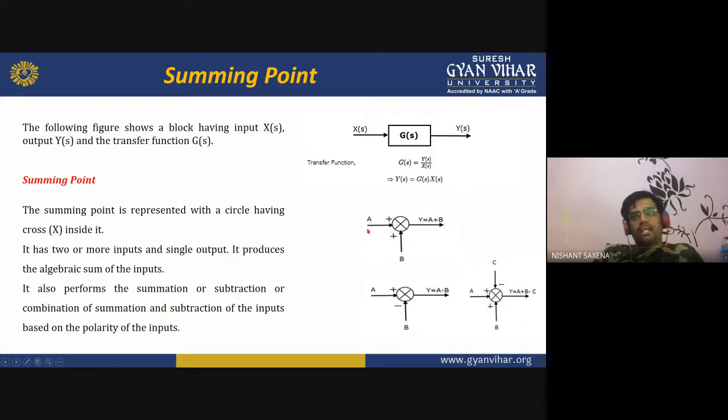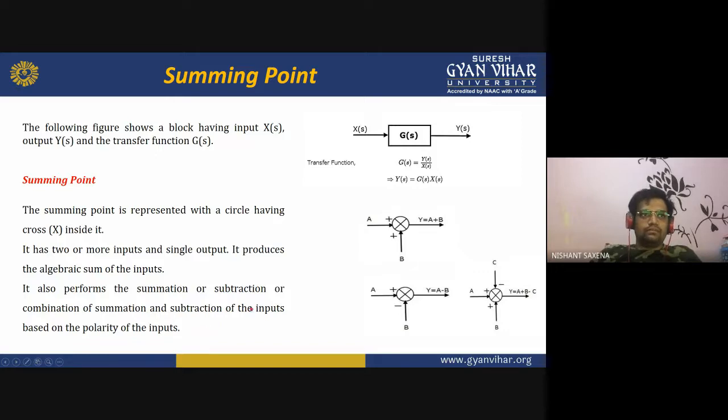That is, for example, if we are having the 2 inputs, A and B, with positive signs, then the output will be y is equal to A plus B. Similarly, if we are having the 2 inputs A and B with plus and minus respectively, then the output will be equal to A minus B. And if we are having more inputs, like for another example, we have one more input C, then it will be y is equal to A plus B minus C.